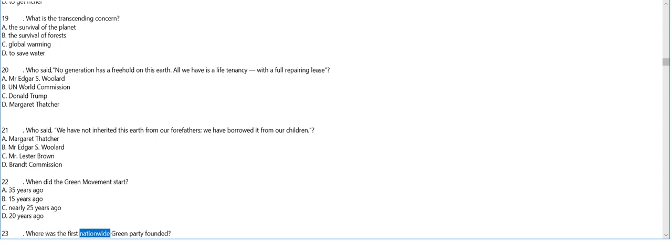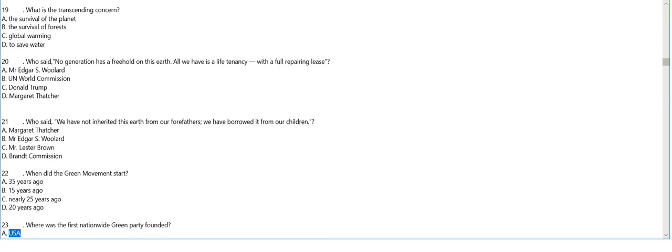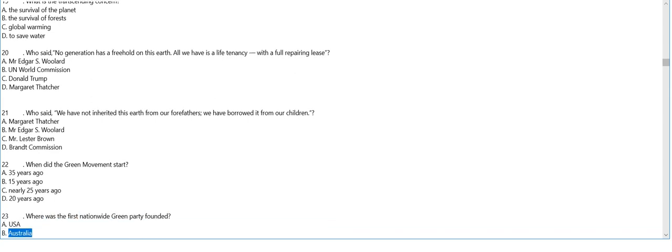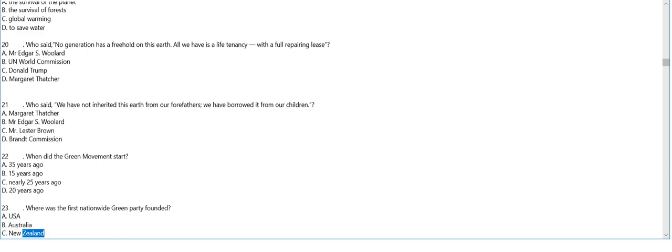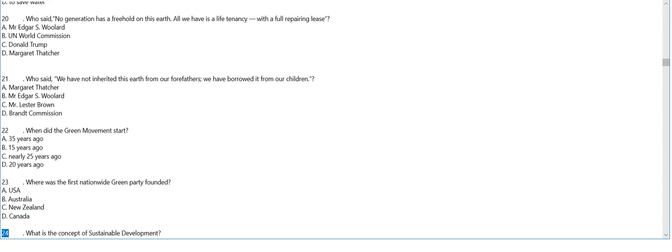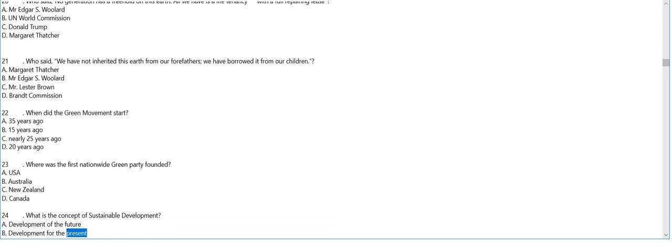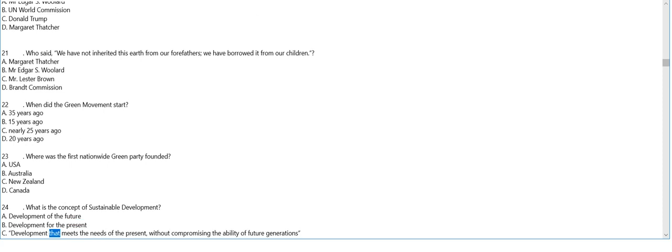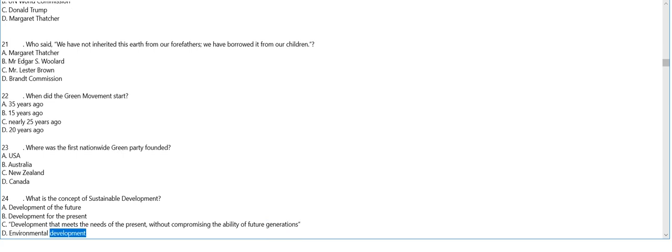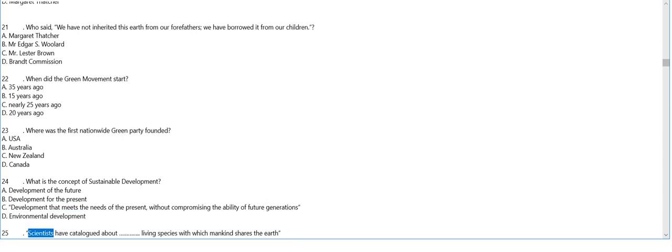23. Where was the first nationwide Green Party founded? A. USA. B. Australia. C. New Zealand. D. Canada. 24. What is the concept of sustainable development? A. Development of the future. B. Development for the present. C. Development that meets the needs of the present, without compromising the ability of future generations. D. Environmental development.